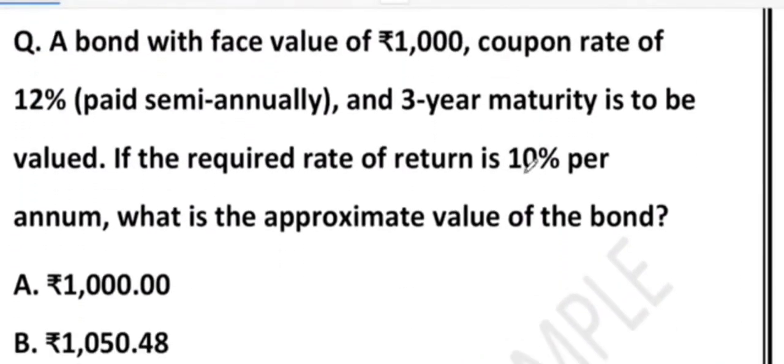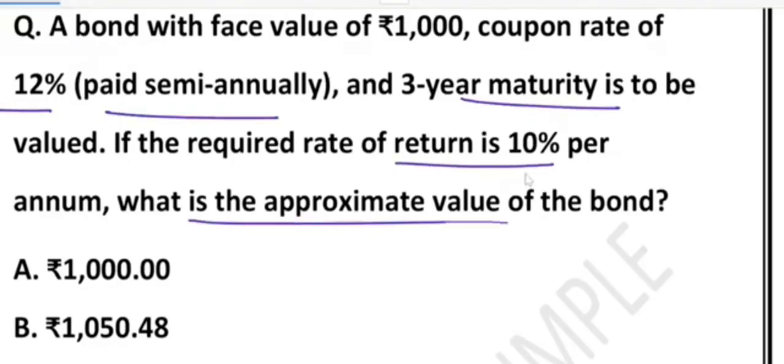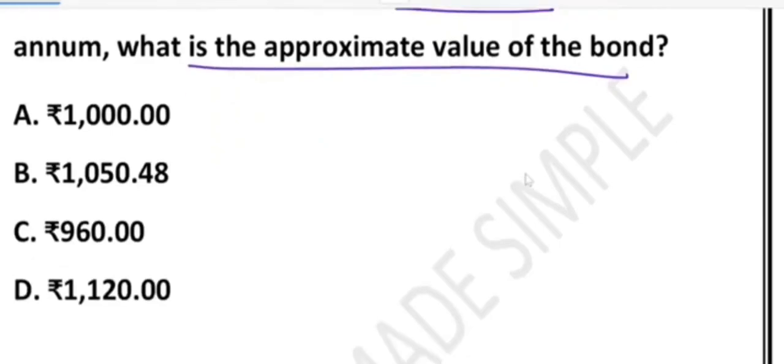Now friends, have a look at this question. Many questions are asked from bonds, right? In this question, they have provided you the data: face value of 1000 rupees, coupon rate of 12% paid semi-annually, 3-year maturity, and the required rate of return is 10%. They have asked you to calculate the value of the bond.